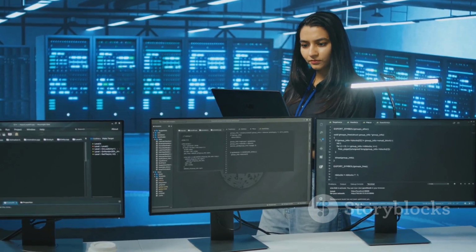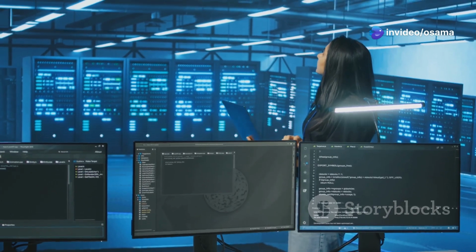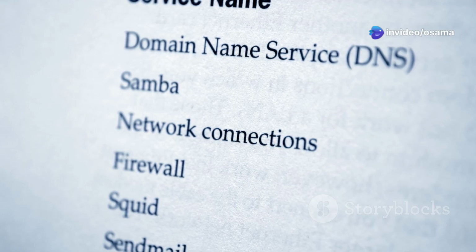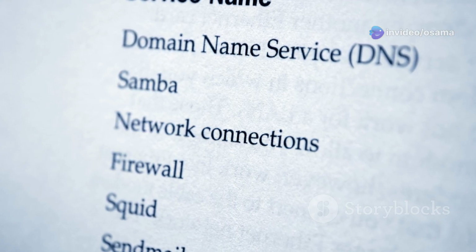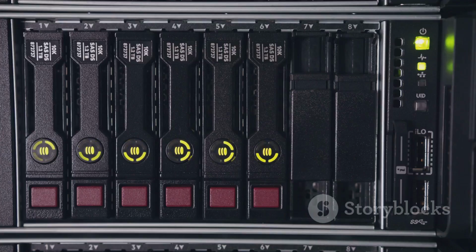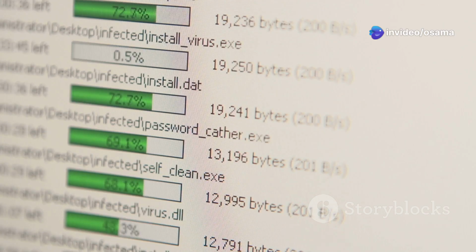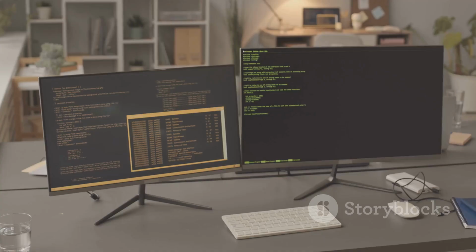/root. This is the home directory for the root user, who is the all-powerful administrator of the system. /sbin. This directory contains system binaries that are essential for system administration tasks. /srv. This directory is used to store data for services that are provided by the system. /tmp. This directory is used for temporary files that are created by programs.